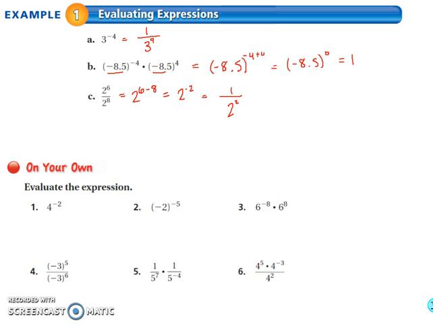Another way that you can see this is I have 6 2's on the numerator and 8 2's in the denominator. If I cancel out all 6 2's in the top, I'm left with a 1. If I cancel out 6 2's in the denominator, I'm left with a 2. So either way we can go about it, we end up with that same 1 over 2 squared.